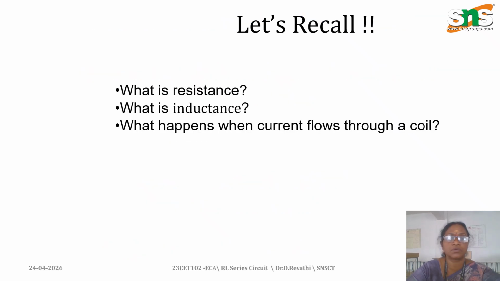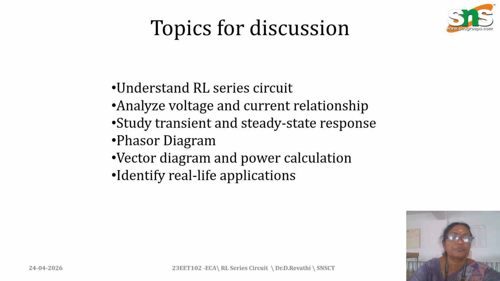The recall of the session is what is resistance, inductance and capacitance, and what will happen to the current flow through the coil. I think in the last class we have discussed everything. Inductance stores energy in the form of a magnetic field, and capacitors store energy in the form of an electric field. Resistance, we already know, opposes the flow of current, right? So today we are going to understand the RL series circuit, analyze the voltage and current relationship, the steady state response, the phasor diagram, the power calculations and the real time applications.